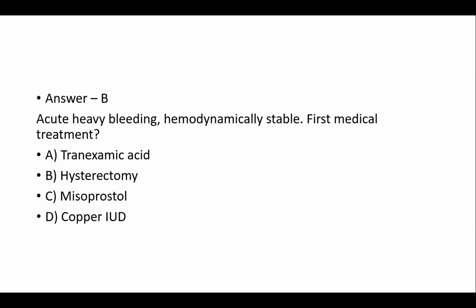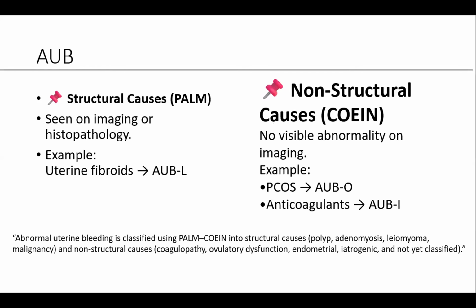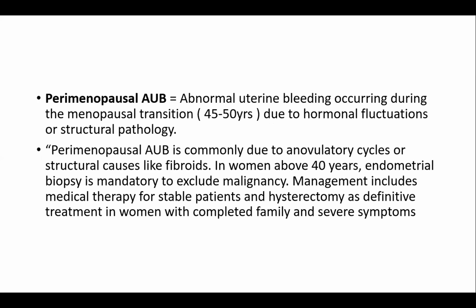So what is the first initial management for any patient who comes with bleeding? It's tranexamic acid. What is tranexamic acid? It's an antifibrinolytic agent given to reduce bleeding. And one more thing to remember: any abnormal bleeding occurring above 45 years can be because of hormonal fluctuations or any structural pathology like fibroid. But above 40 or 45 years especially, you have to do an endometrial biopsy to rule out any malignancy in the endometrium.